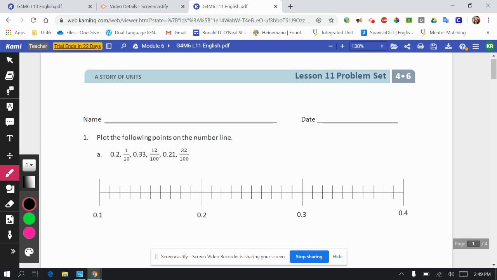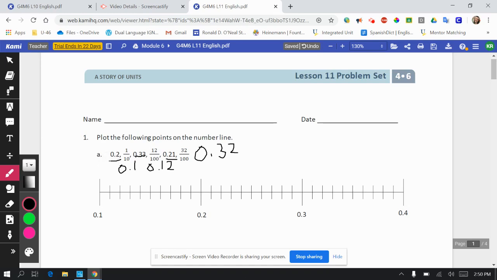It gives us a list, and any of them that are not written in standard decimal form, I am going to write in standard form. So 0.2 is already in standard form. 1/10 we can write as 0.1. That's 0.33. Next one, we can have 0.12. 0.21 is already in standard form. And the final one, 0.32. All right, so now one by one, I'm going to take these and place them on the number line.